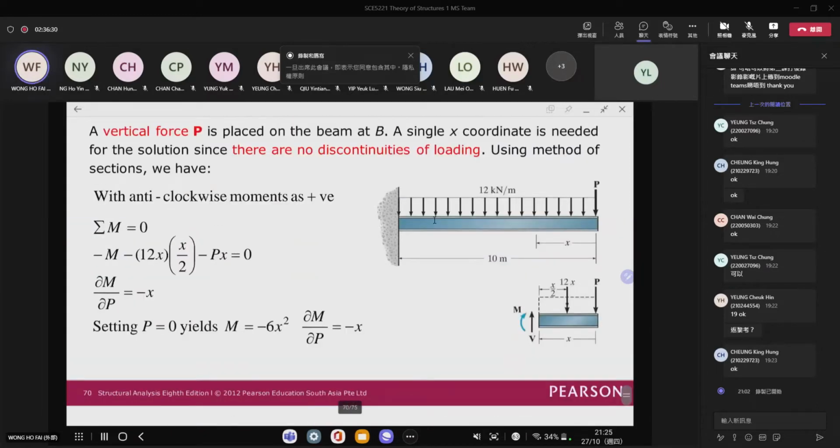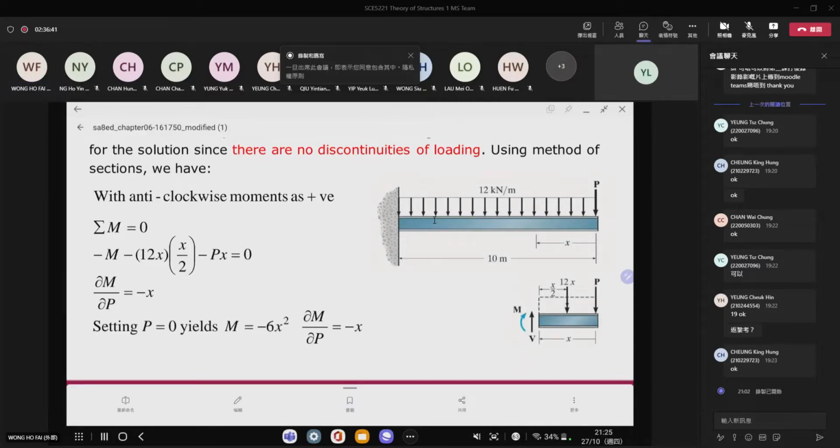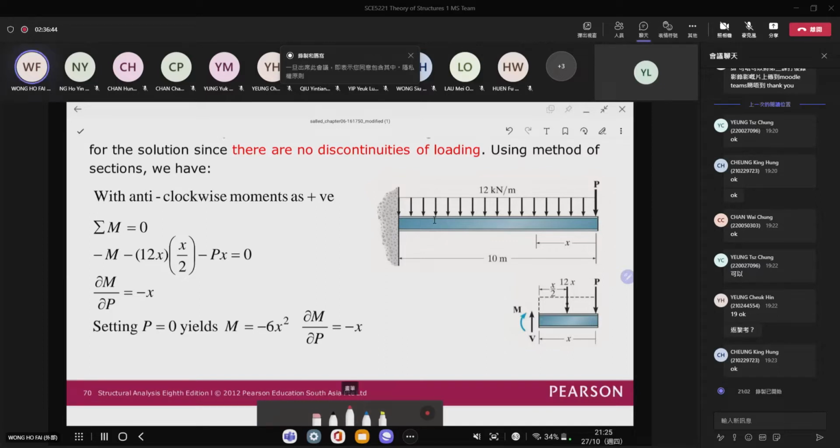So you can see that I'll add a force P right there. And then I will cut the free body diagram and then find the moment in terms of P. So you can see that I will take the moment at this location. And then you can see that for the first one is negative M. For the next one is negative 12x and then times the moment arm x over 2. And then the last one is P times x. Because they are clockwise, so it is a negative value.